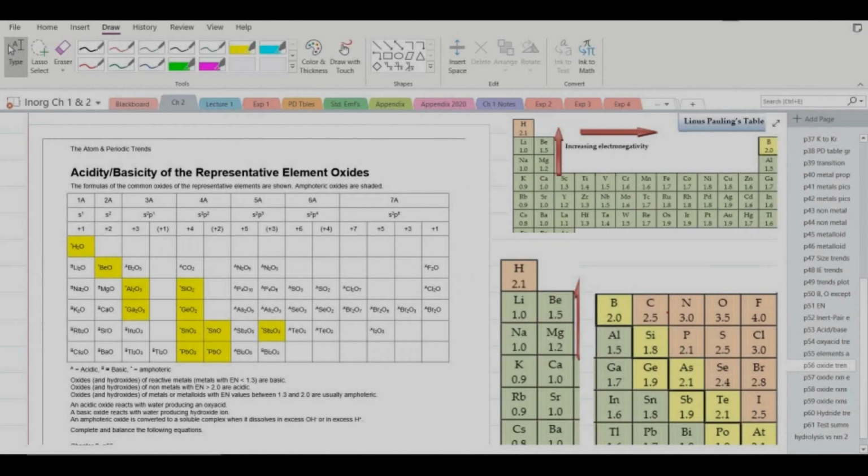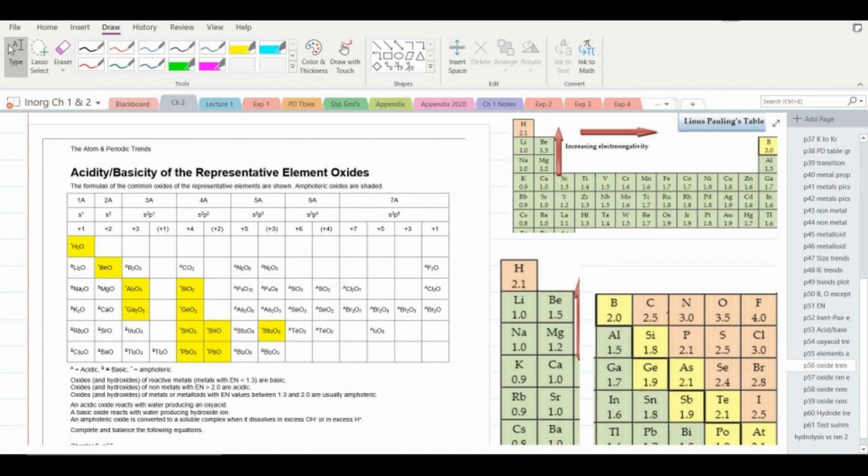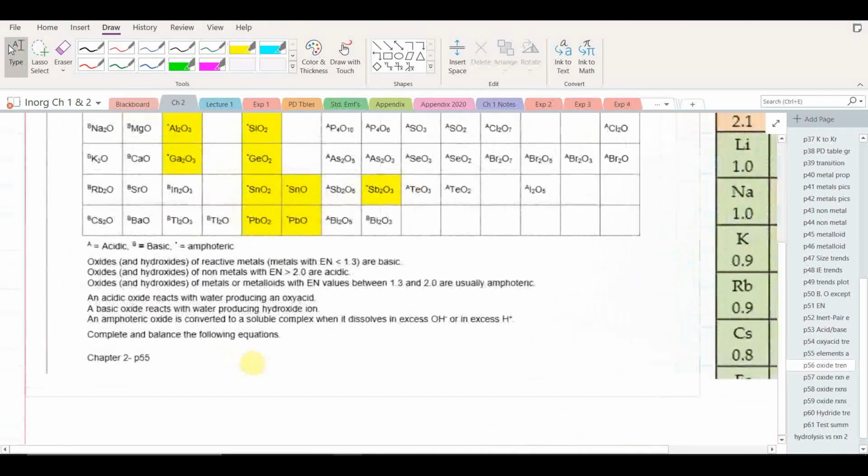So this is the last of 4 lessons on Chapter 2. We're continuing on page 61. The acidity and basicity of representative element oxides. There's a really good generalization down here that is worth pointing out.